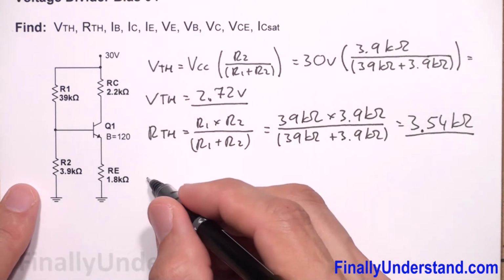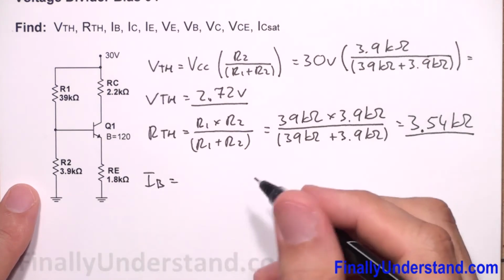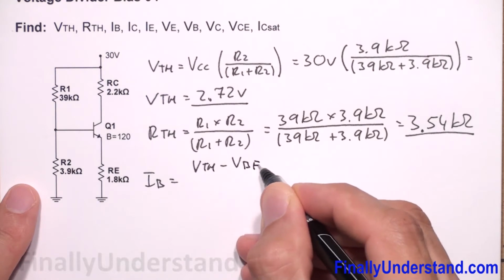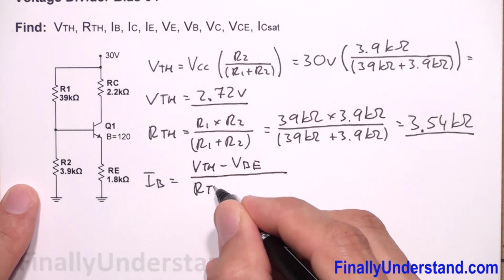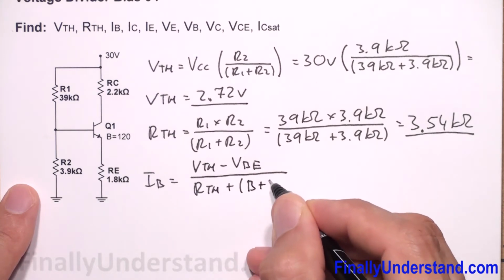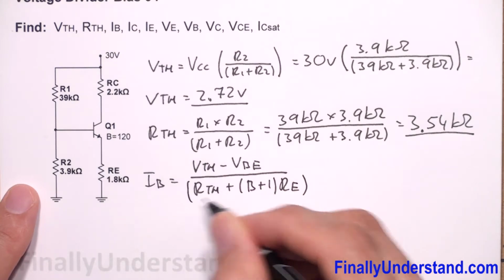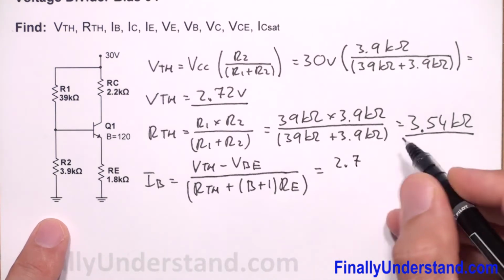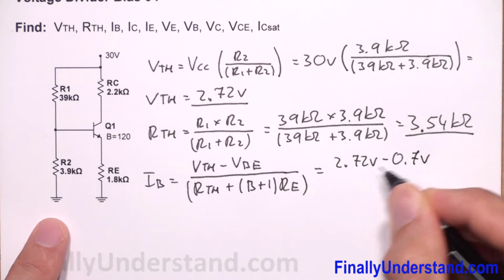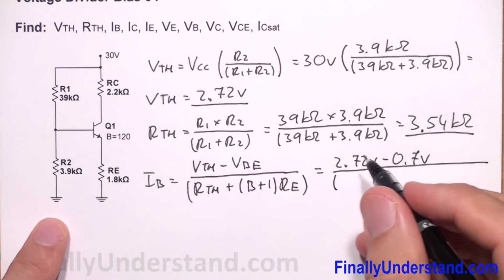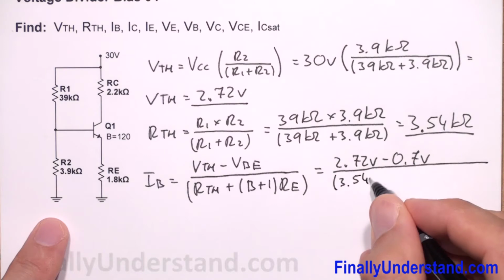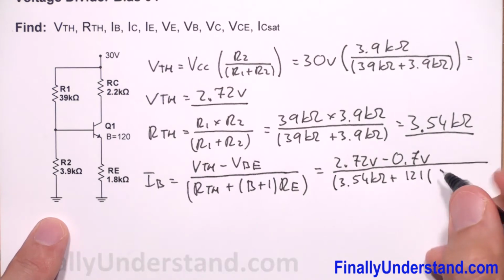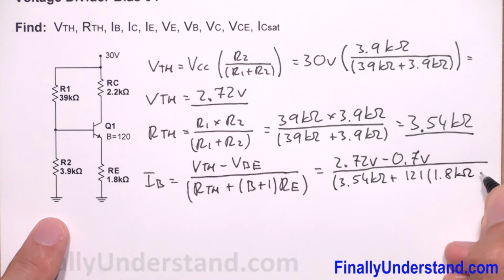Next, we're supposed to find IB. The formula says IB is equal to VTH minus VBE over RTH plus (beta plus 1) times RE. This is the formula which you're supposed to remember. I have VTH equals 2.72 volts minus 0.7 volts divided by RTH, 3.54 kilo ohms, plus beta plus 1, so 120 plus 1 is 121, times RE, 1.8 kilo ohms.